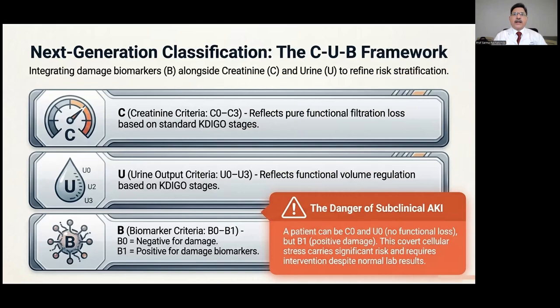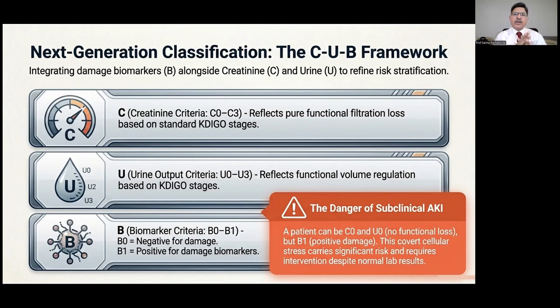Now, next generation classification. Our classification was pre-renal, renal, post-renal, which is no more tenable. What is the present classification? The CUB classification, integrating the damage biomarkers alongside creatinine and urine output to refine the risk strategy. See, creatinine, that is C0 to C3, 4 stages. Creatinine normal, creatinine third stage, C0 to C3. This is according to the KDIGO, international agency.